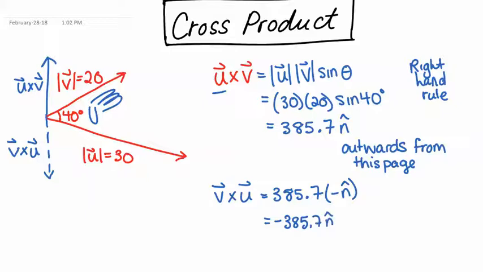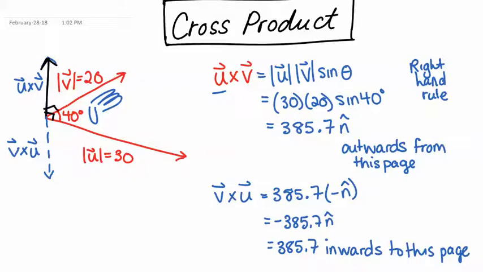So your cross product would point inwards to this page, or from this page, whatever you want to say. There are different ways to say it, as long as you get your point across. You could also sketch it out. Something else that's good to know is that the cross product creates a vector that is perpendicular to both of the vectors, or perpendicular to the plane that the other vectors lie in.